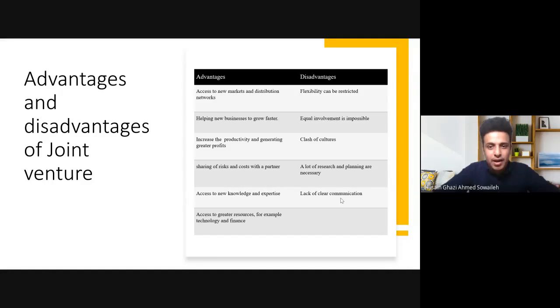The advantages are access to new markets and distribution networks, helping new business to grow faster, increasing the productivity and generating greater profits, sharing of risks and costs with a partner, access to new knowledge and expertise, access to greater resources, for example, technology and finance. And the disadvantages are flexibility can be restricted, equal involvement is impossible, clash of cultures, a lot of research and planning are necessary, and lack of clear communication.